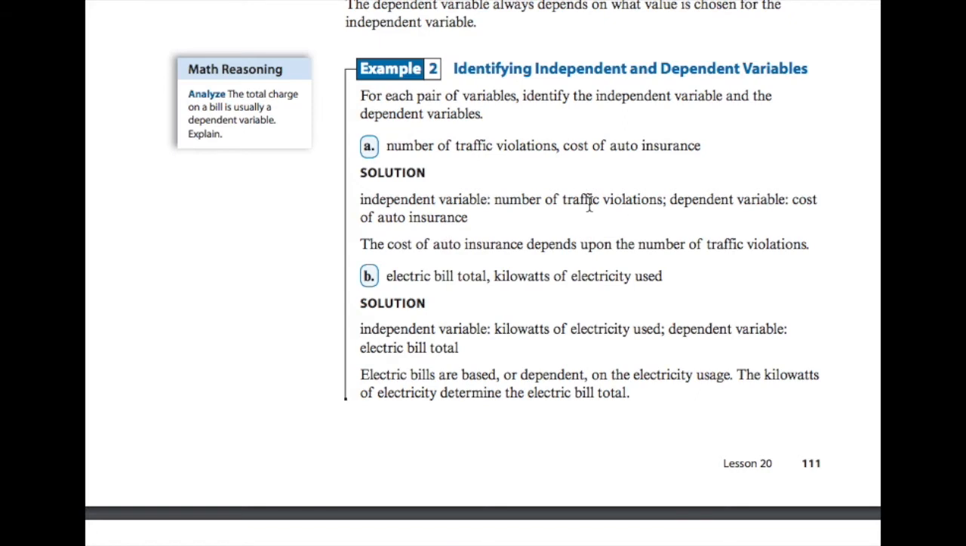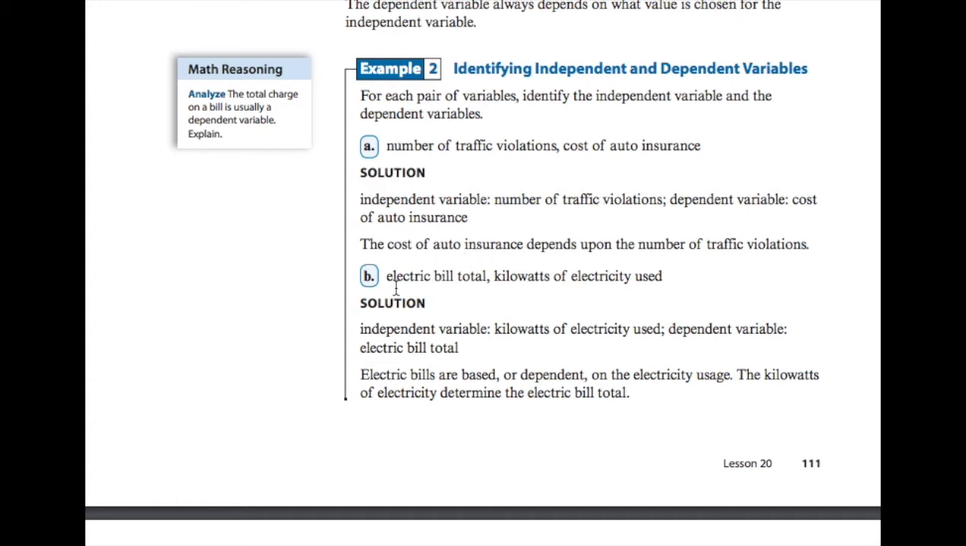If you have more traffic violations, guess what? Your auto insurance goes up because you're a higher liability to the insurance company. They're going to have to probably pay for an accident you get in because you have bad traffic violations or bad driving habits that show up in those violations.